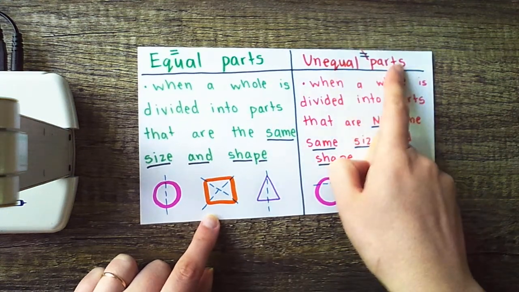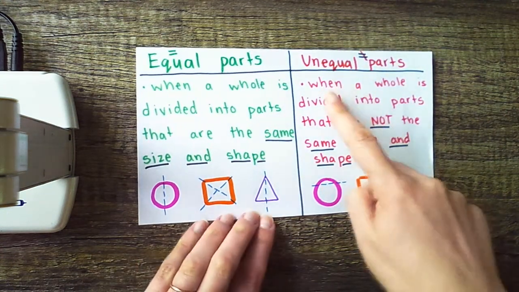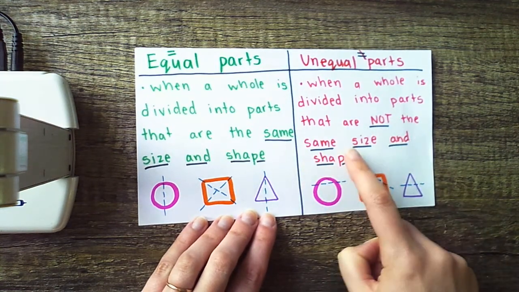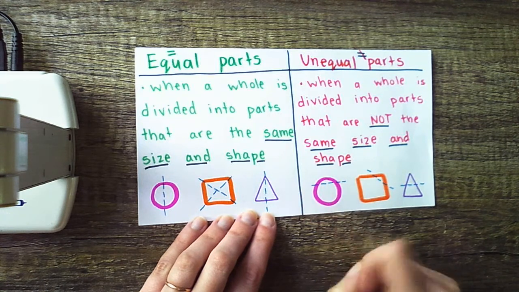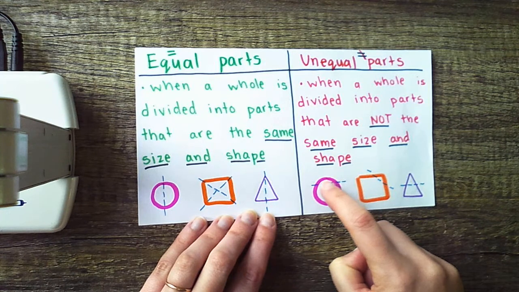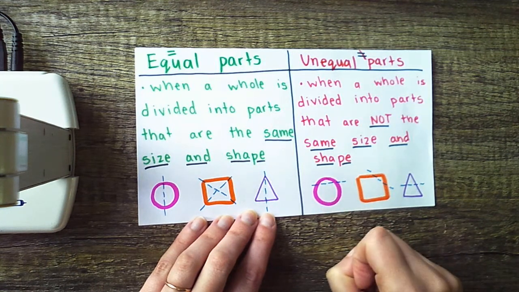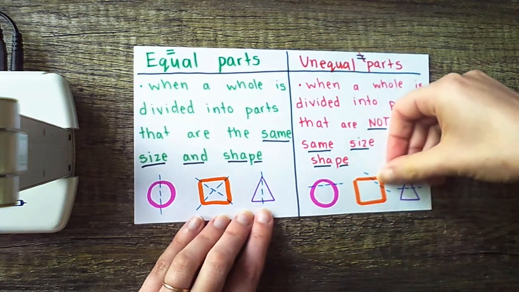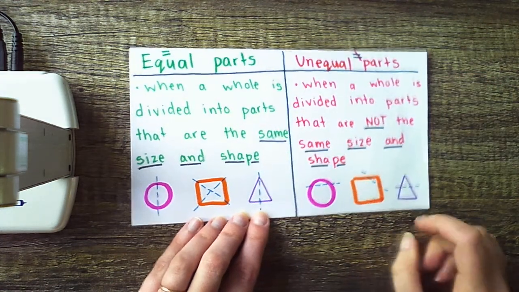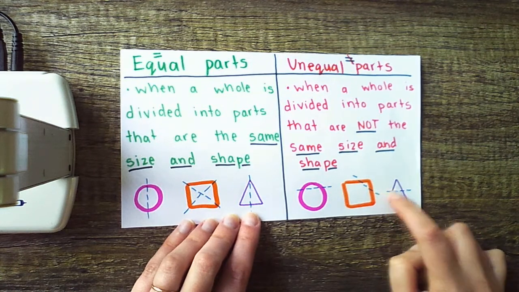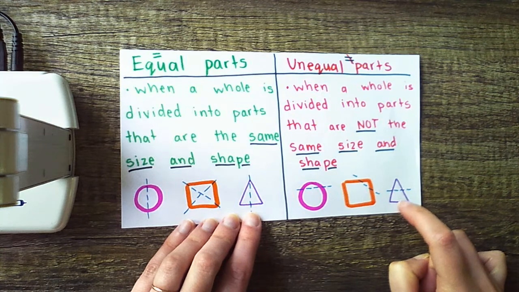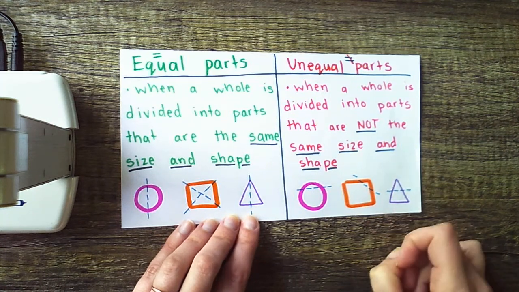Now, unequal parts happen when a whole is divided into parts that are not the same size or shape. Notice how our circle here is cut into or partitioned into a little baby sliver on the top and a big chunk on the bottom. Our square is partitioned or cut into a little baby corner and the rest of our square. And here our triangle is cut along the center, but the top does not look like it's the same shape or size as the bottom. These are all unequal parts.